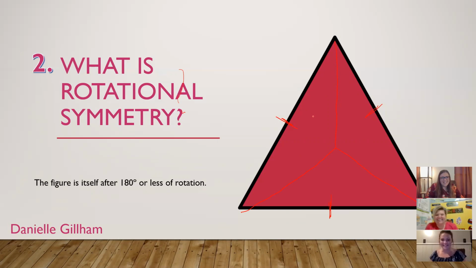Great job. So now that we have 3 parts, basically if we were to do 120 degrees, this flipped over here is 120 degrees. So that's just rotational symmetry, just rotating it to the degrees that it tells you to.